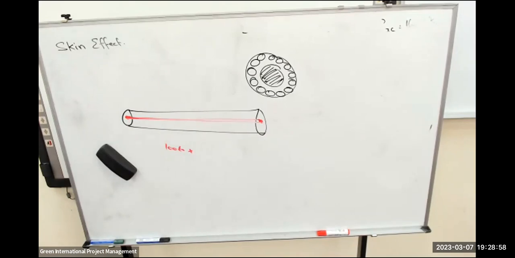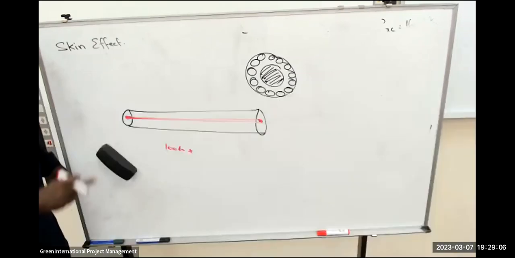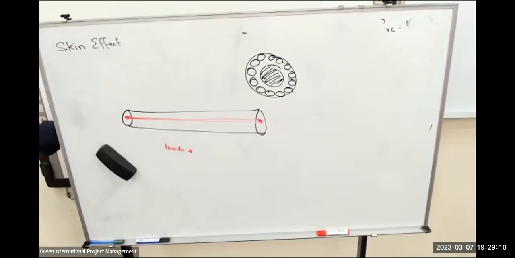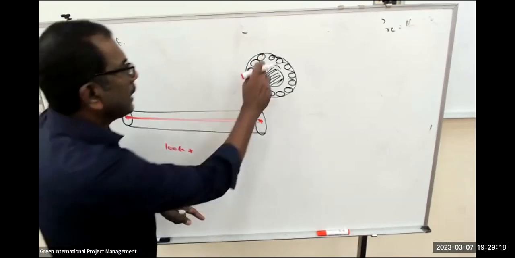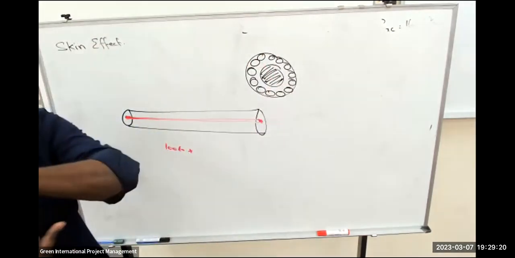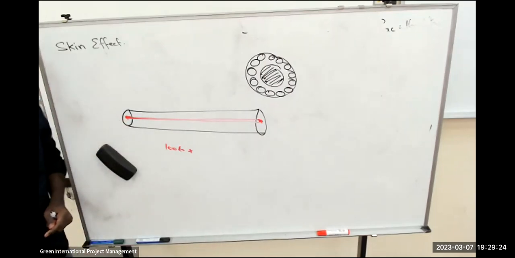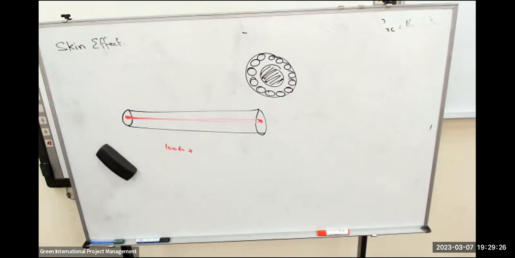Because the cost is directly proportional to the weight of the conductor, this red color is not utilized. That's why I remove this. So instead of the solid conductor, I use the hollow conductor, because with the skin effect the electrons are concentrated at the surface, which we call the skin. So now instead of the solid conductor, we are using the hollow conductors.